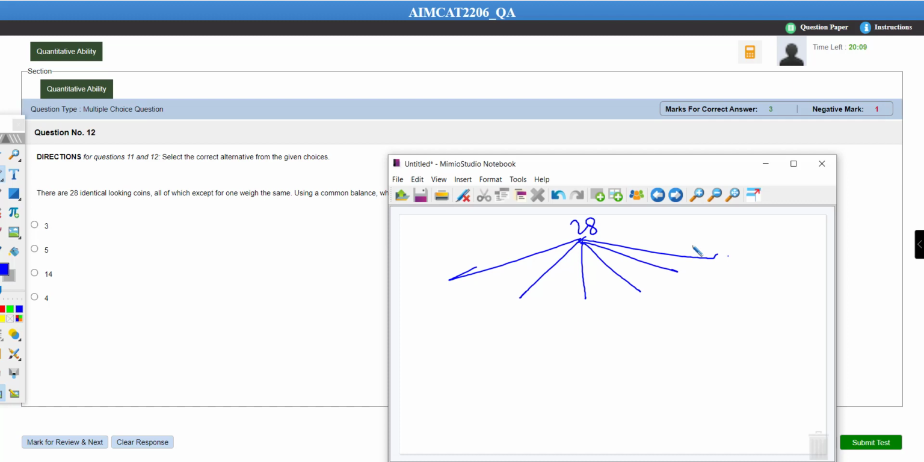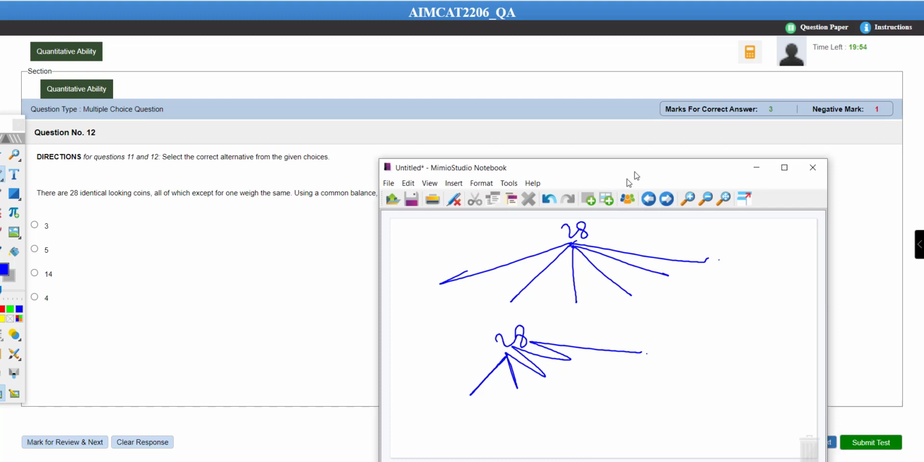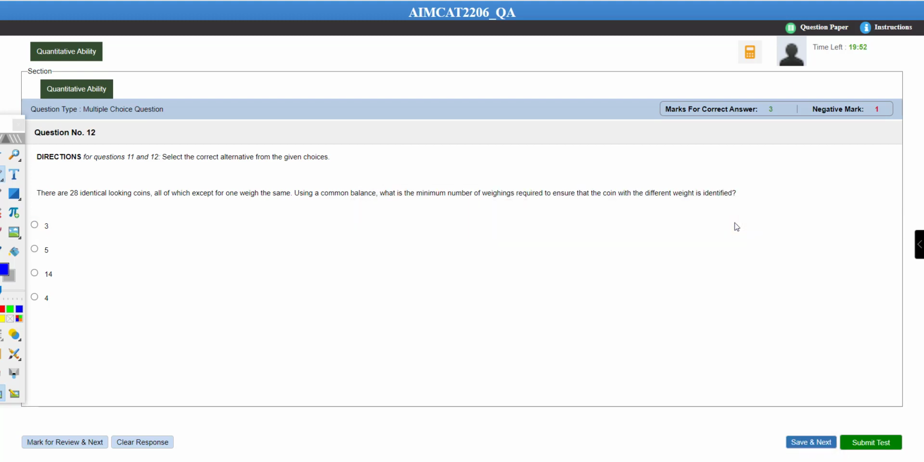So 14 plus 1, 15, is not in the options. Or we can divide 28 into groups of 7 each. More than 7, there is only 14 as an option. So let's ignore this question. Let's move ahead and see which other questions we can solve.